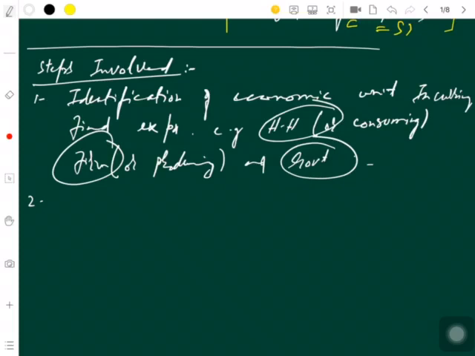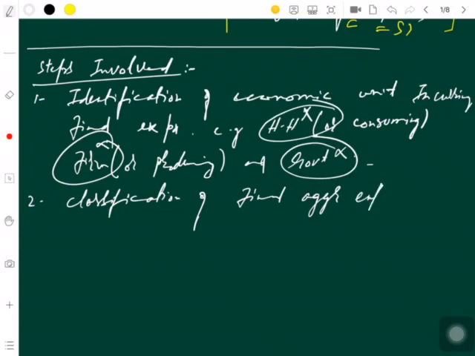First. Second, you have to make a classification of final aggregate expenditure. Aggregate means this plus this plus this. So classification means when we classify it, we break it down into different parts. That's what I was talking about in technical terms. Now I will say it in the elaborative form.